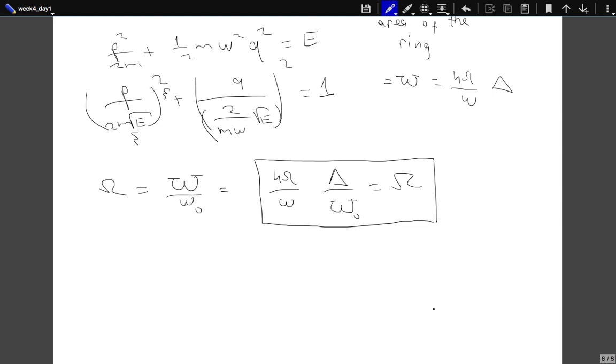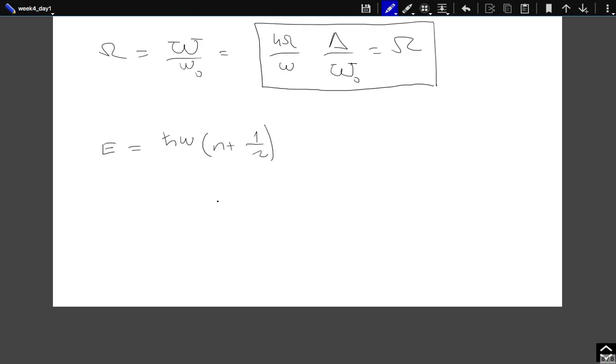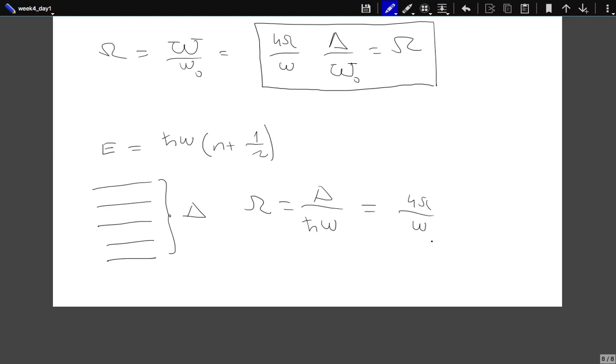Now, if you look at the harmonic oscillator from a quantum mechanical perspective, the energy is given by h bar omega times n plus 1 over 2. So these are just equally spaced energy levels. If I take an energy interval of length delta, the number of states in this delta energy interval is just delta over h bar omega. This is the quantum mechanical treatment, which should be equal to 4 pi over the angular frequency times delta over this omega 0, the volume per unit state.